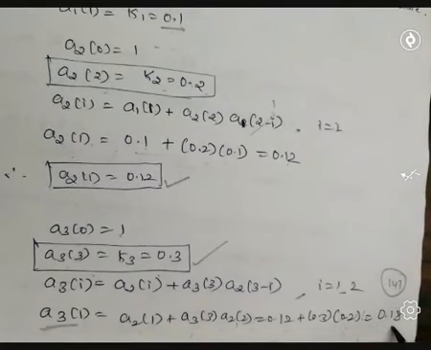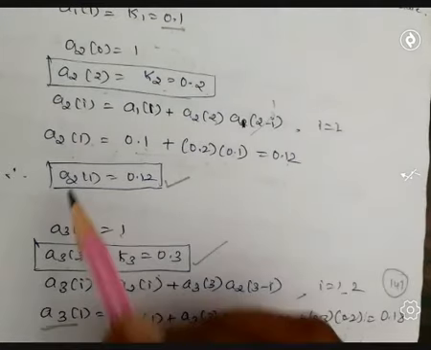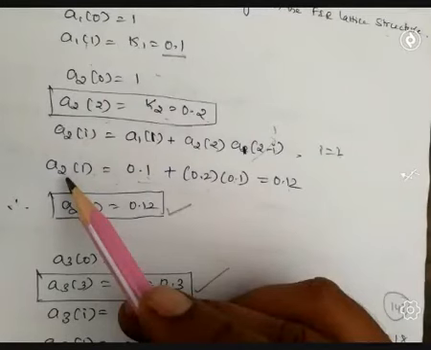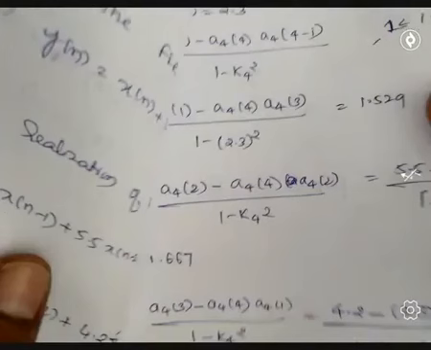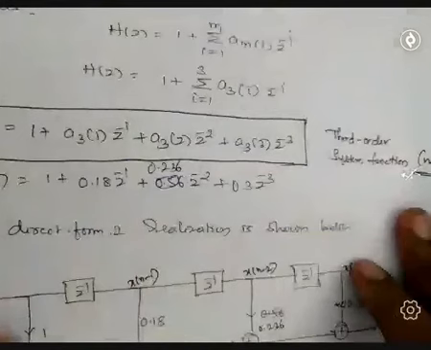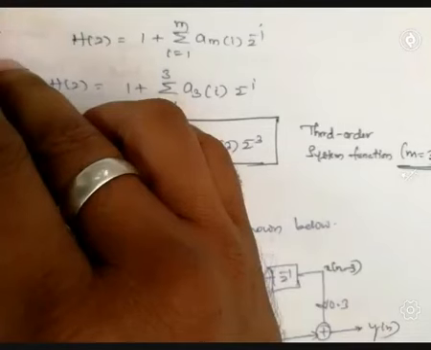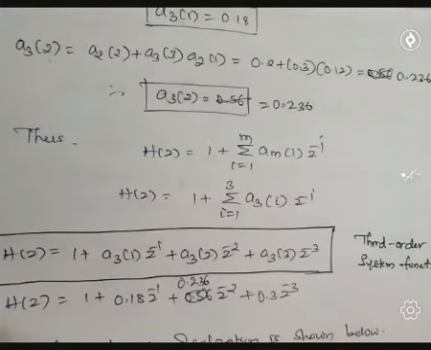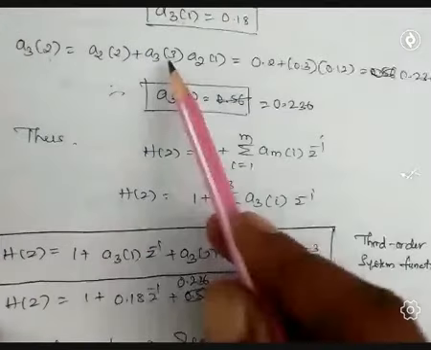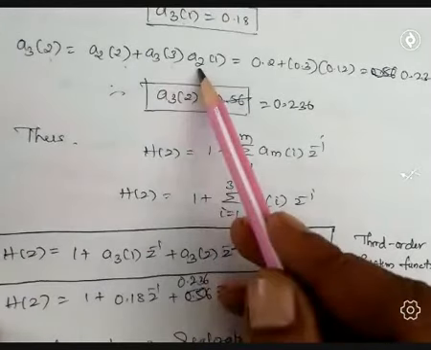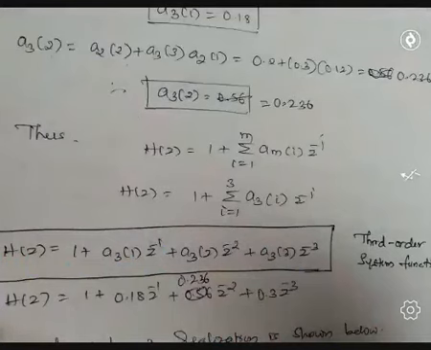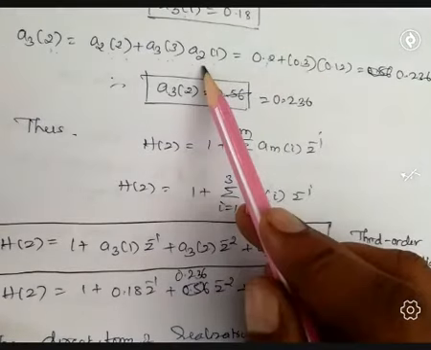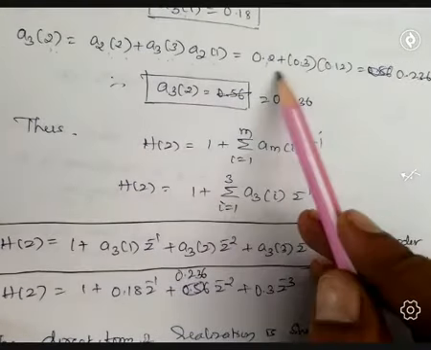So what we calculated? A1 of 1, A2 of 1, A3 of 1. Okay, next. In the same equation, if I equal to 2, what happens? A3 of 2 equal to A2 of 2 plus A3 of 3 multiplied by A2 of 1. Substitute the corresponding values. A2 of 2 is 0.2 plus A3 of 3 is 0.3 multiplied by A2 of 1 is 0.12. For the simplification, we will get 0.236.